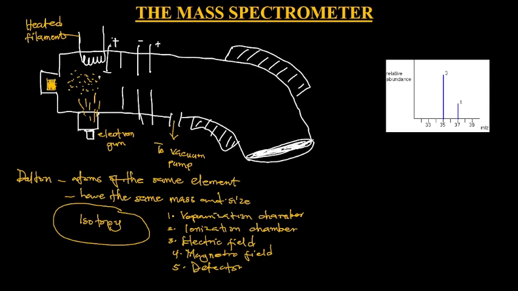Once it becomes positively charged, it gets accelerated by the electric field. If you are looking at this electrode here, it is positively charged, so it is going to repel the ions towards the negatively charged plates. We expect the ions to move in a straight path. Once it reaches the negatively charged plate, it moves on towards the magnetic field. So what we have here is a magnet, which generates a field.